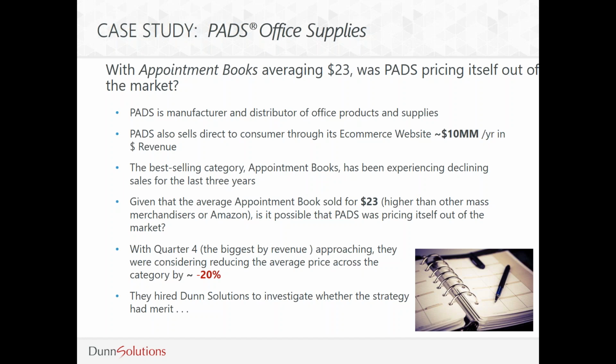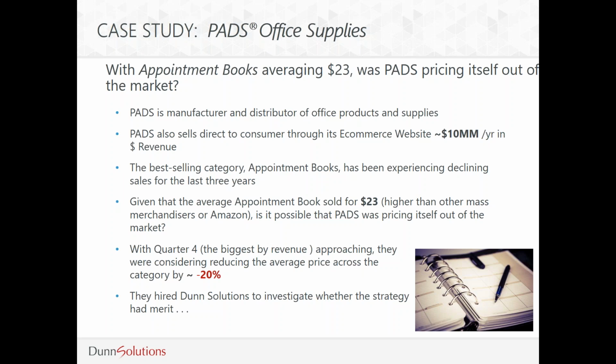Pads is a manufacturer and distributor of office products and supplies, but they also sell direct to consumer through their e-commerce website, and they make about $10 million per year in revenue. The best-selling category is appointment books, of which you can see a picture here at the bottom. And that category had been experiencing declining sales for the last 3 years.